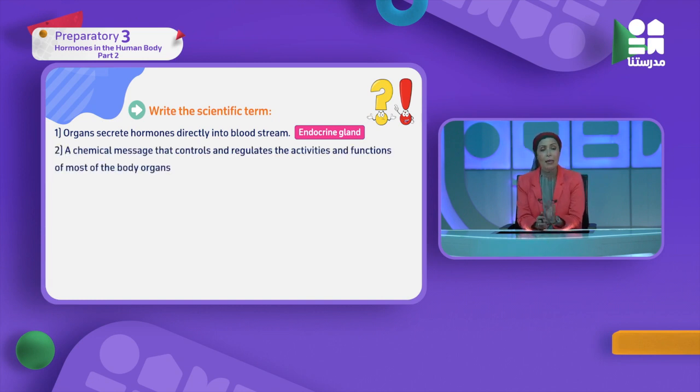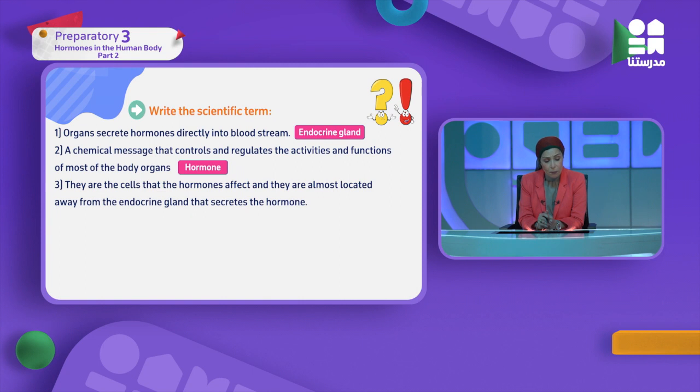The chemical messages or substances that control the regulation, the activity and the function of the body organs are called what? We haven't taken anything except chemical substances or messages. What are they? They are the hormones.